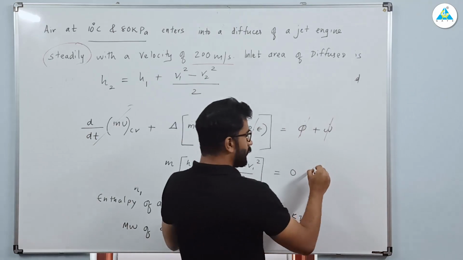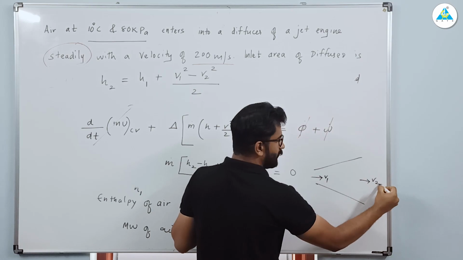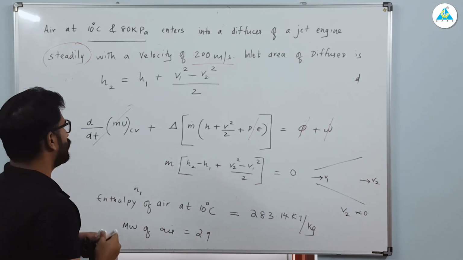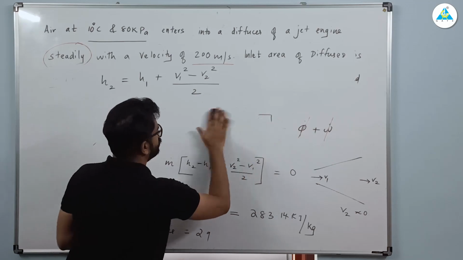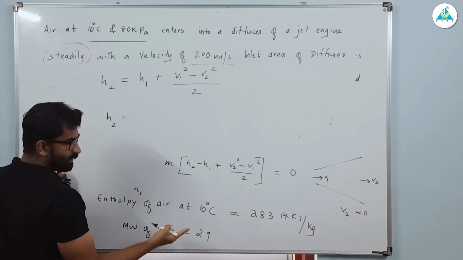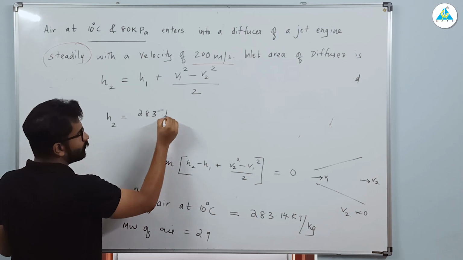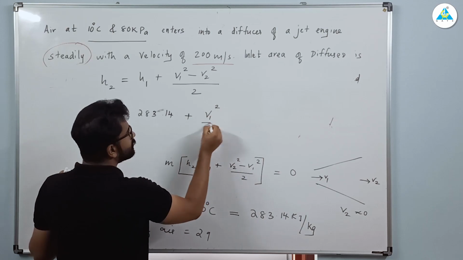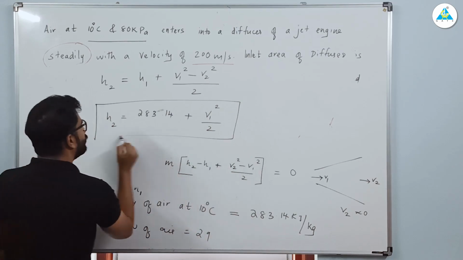But it is given in your question, right? I hope you remember. V1, and this is your V2. V2 is very, very small compared to V1, so you can take V2 as 0. So what will be the value of H2? H2 will be equal to, what is H1? H1 is 283.14 plus V1 square by 2, because V2 is 0. So this is your answer for H2.